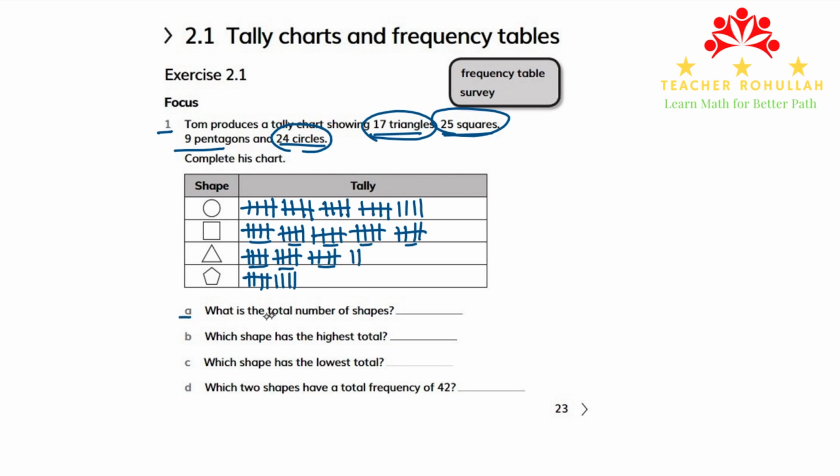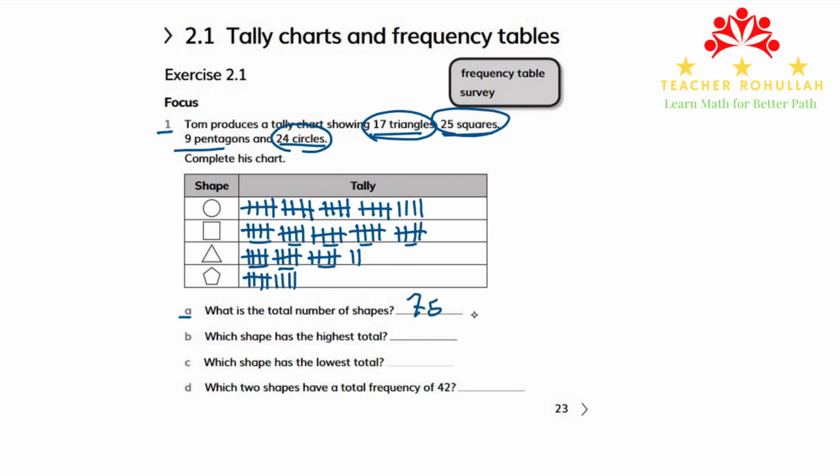Question A says, what is the total number of shapes? How many shapes do we have at all? So we have 25 squares, 24 circles. 25 plus 24 is 49. 49 plus 9 is 58. 58 plus 17 is 58 plus 10 is 68, and 68 plus 7 is 75. So there are 75 shapes.